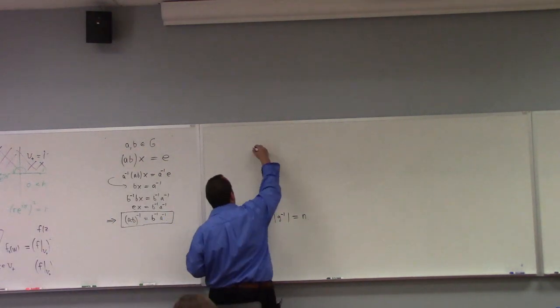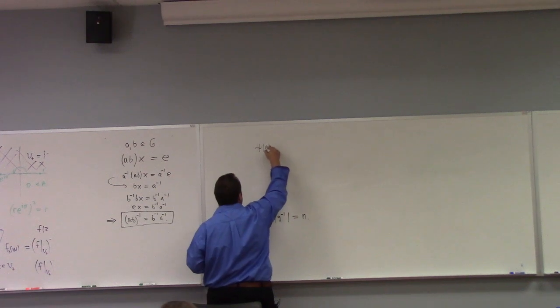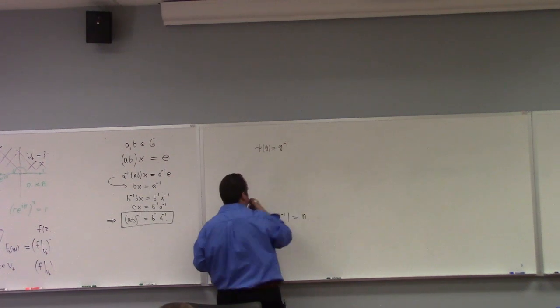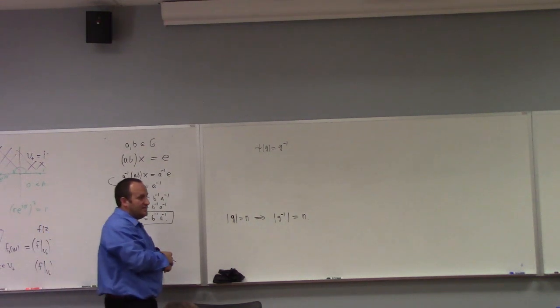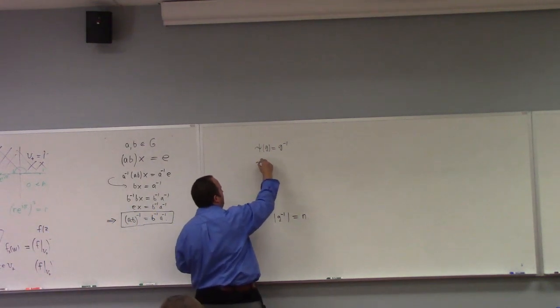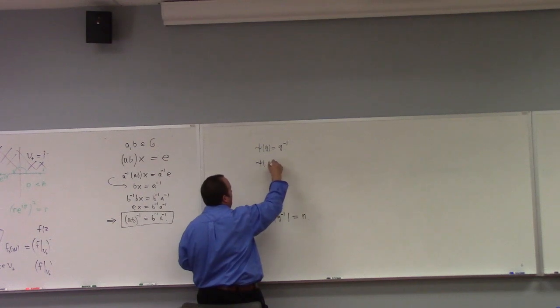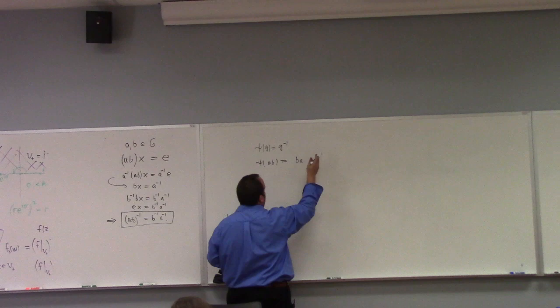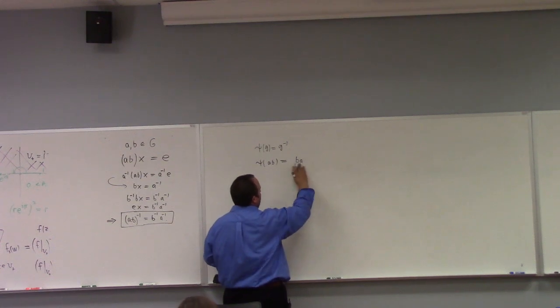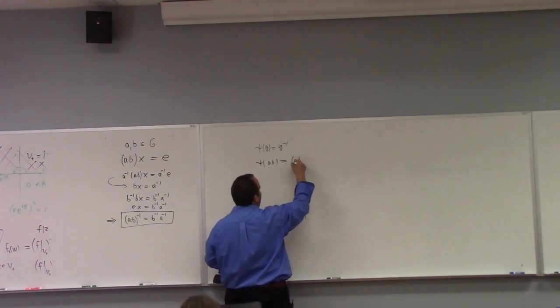I was thinking for a second that if we define psi of g equals g inverse, then that would be an isomorphism. But is that true? Is the inverse map an isomorphism? What if we do psi of AB? What's that equal to? AB inverse.